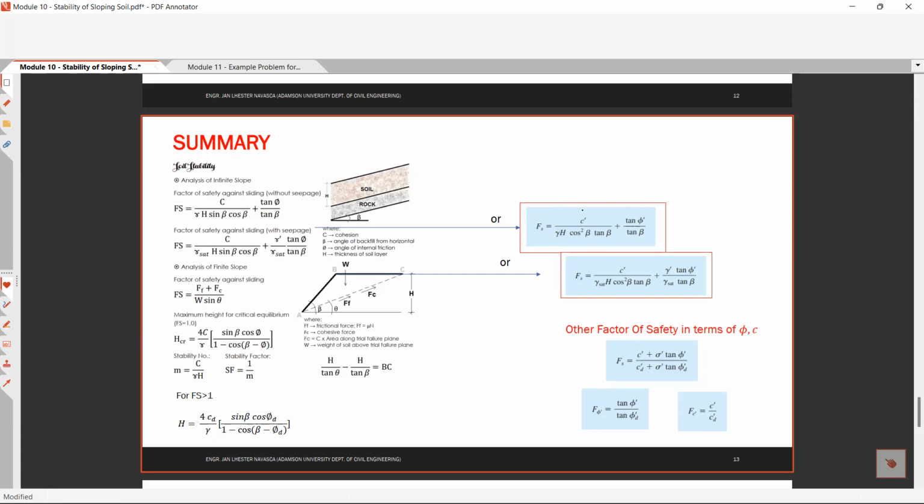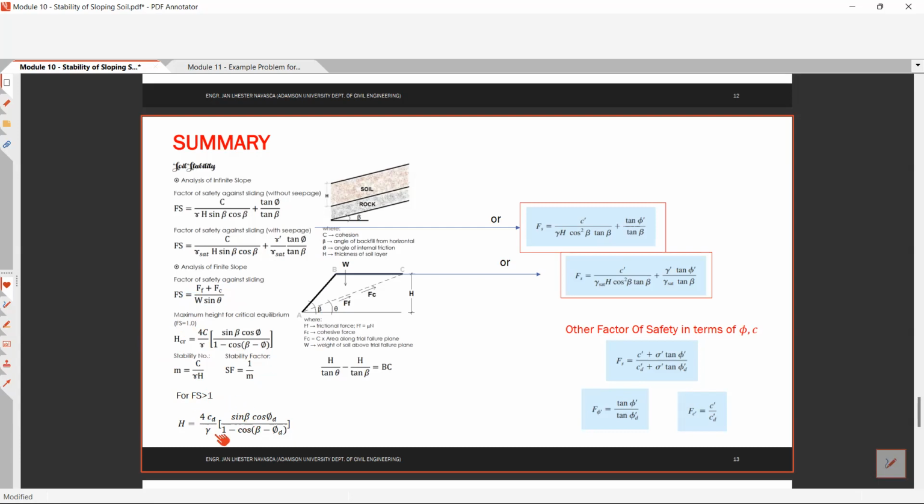Then also, we determined that in a finite slope, we need to solve for the frictional forces, then cohesion forces, then divide by the force that will cause impending failure in our sloping soil. Then also, if we set the factor of safety equal to 1 and determine the height, we get the critical height or the maximum height for critical equilibrium. Okay, this is when your factor of safety is equal to 1. Then also we determine the stability number and the stability factor.